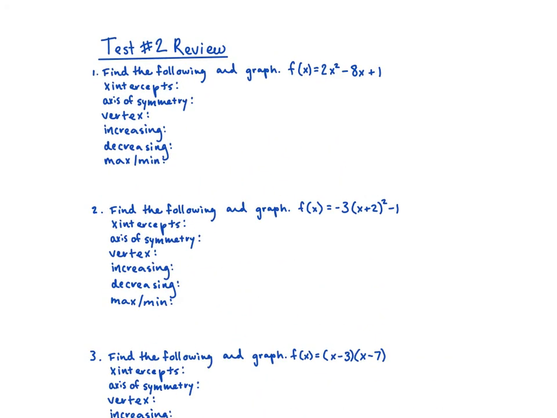So the first 3 questions ask you for the same things. You need to find, for the first 2, I'm going to change it to y-intercept, but the third one stays as the x-intercept. And then the axis of symmetry, vertex, where it's increasing and decreasing, and the max or min. So remember, you're either going to have a max or min, so you just need to state whether it's the max or the min.